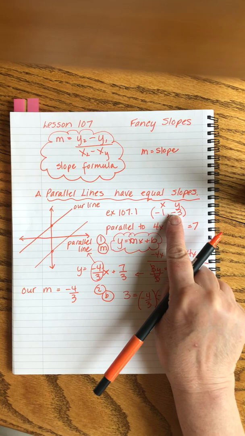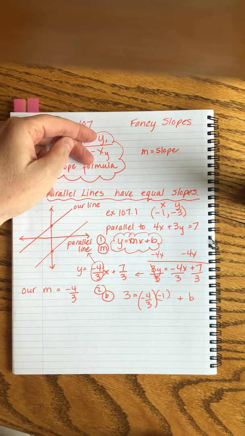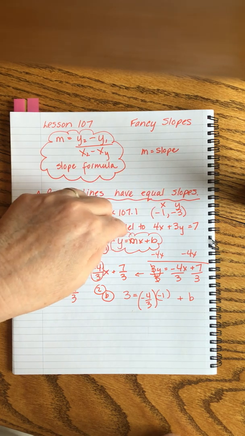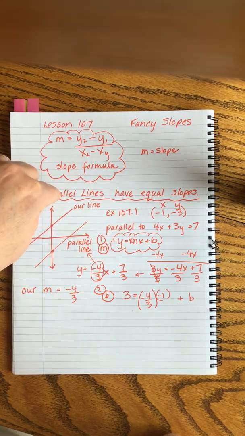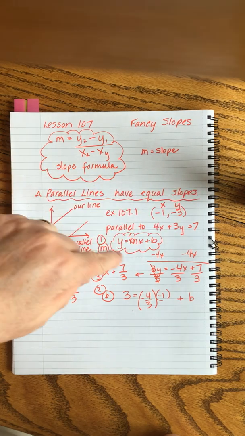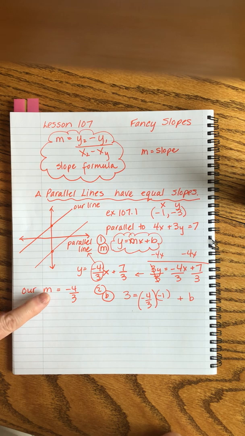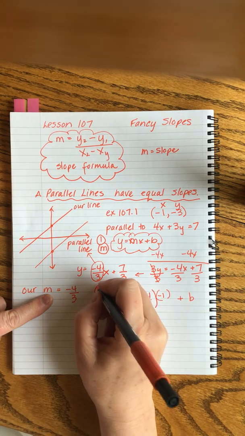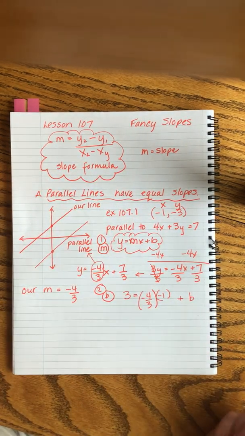Cool? We only have 1 point this time. We don't have 2, so we know we can't use this formula. So instead, we use this information about the parallel line because we know that parallel lines have equal slopes. So we figured out that slope, and then we cloned it for ourselves. And now we're plugging it in with this information to solve for our b.